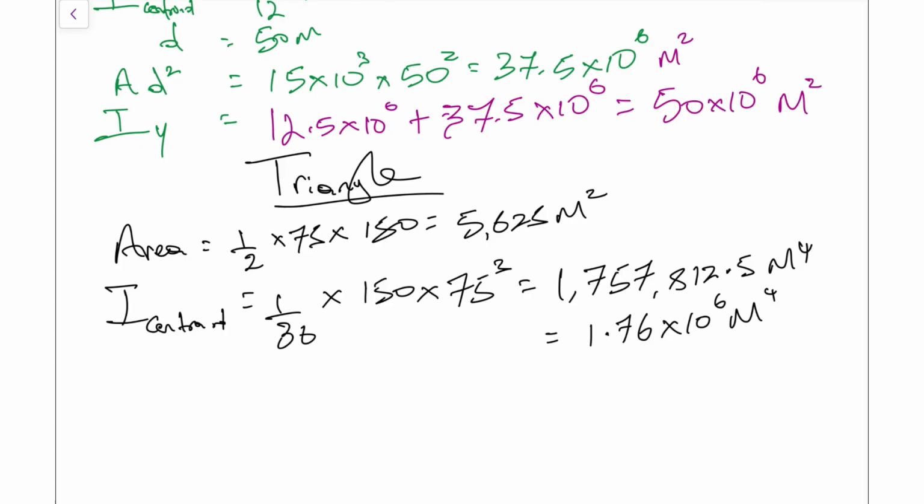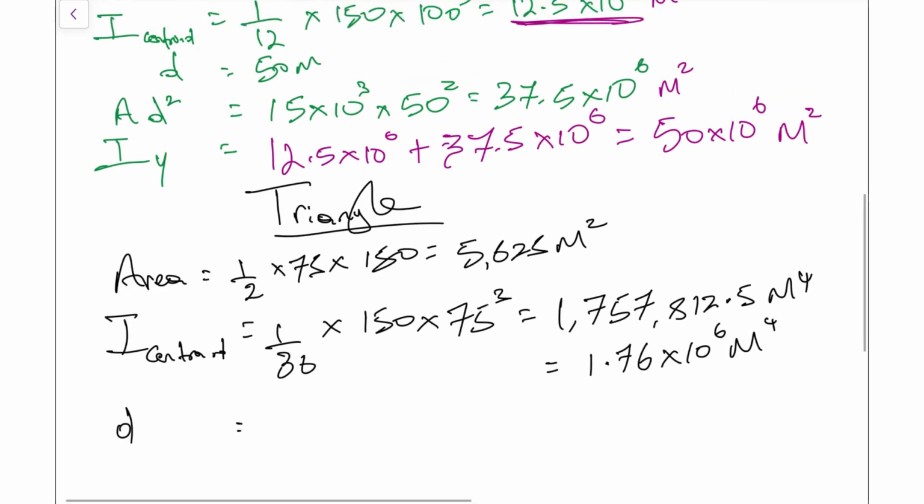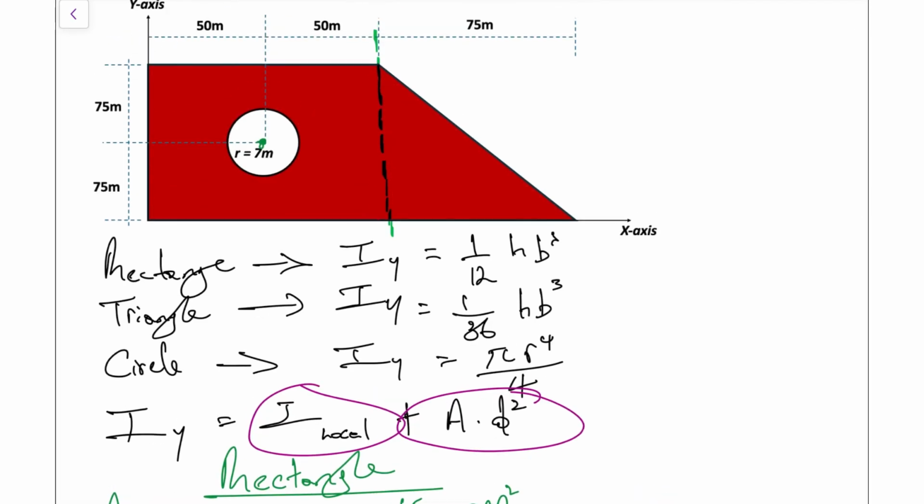So now for the distance, and remember this is going to be relative to our y-axis, so let's check that out now. So for the triangle, in the previous video when we did our x bar and y bar, x bar was just the base divided by 3, or height divided by 3 for the y bar. So what we have then, it's going to be at 1/3 of our 75. So that's going to be 25 meters there.